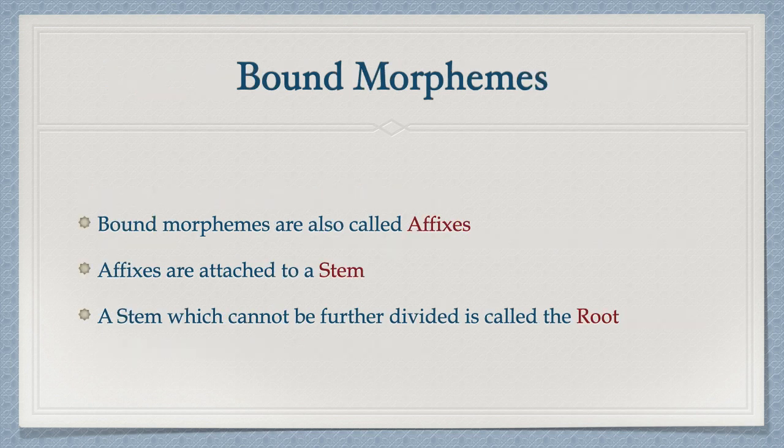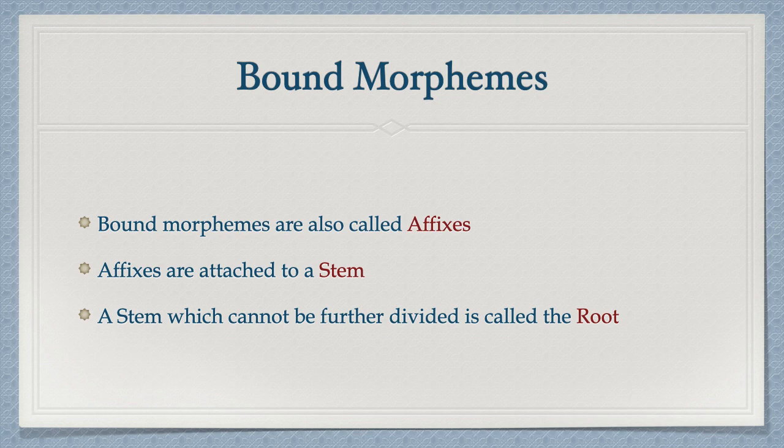Bound morphemes are also called affixes. Now you are familiar with this term, affixes. Affix means to fix something onto something else, right? To combine something with something else. So bound morphemes cannot stand by themselves. They have to be affixed. They have to be combined with something else. That's why they are also called affixes.